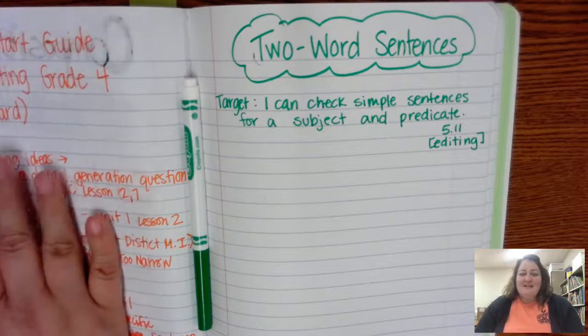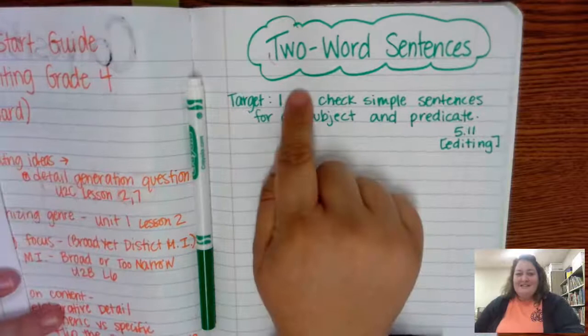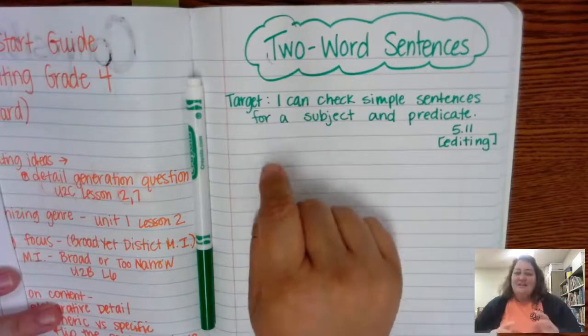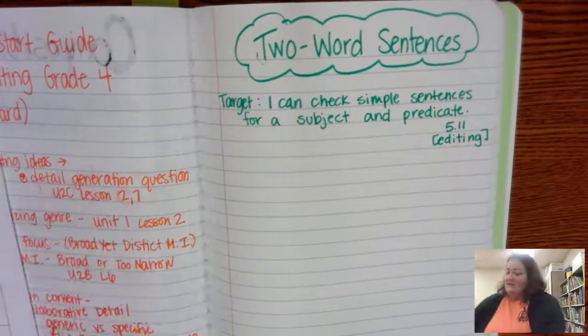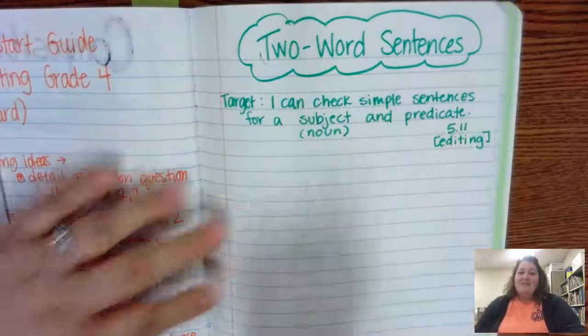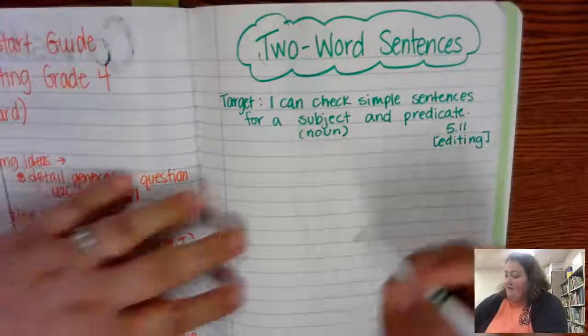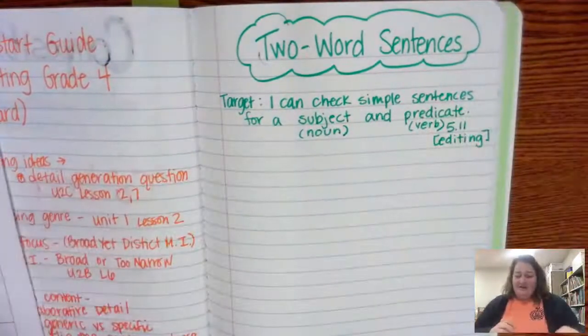I am an instructional coach here at Mountain View Elementary, and I am going to do a grammar lesson with you today. Today's lesson is about two-word sentences. Our target today, what I want you to get out of the lesson, is I can check simple sentences for a subject, that would be our noun, the who or what, and the predicate, that's our verb. What are they doing, right?